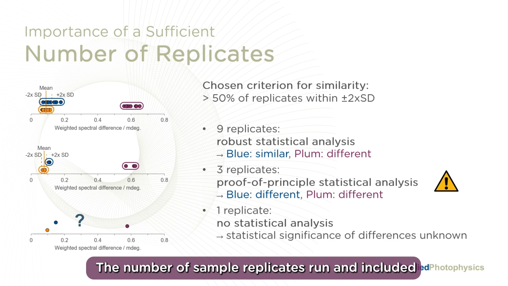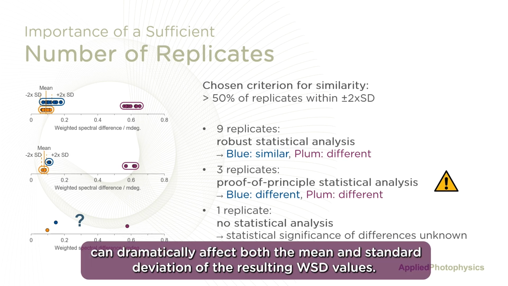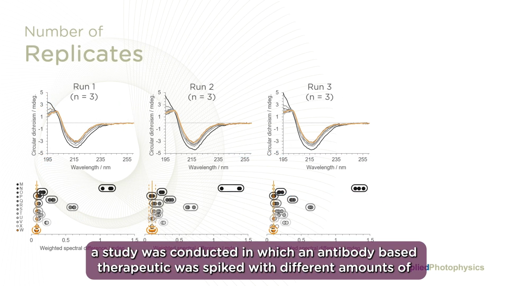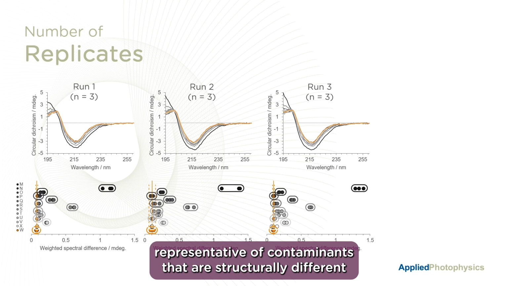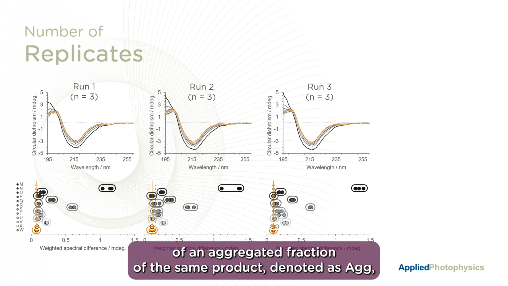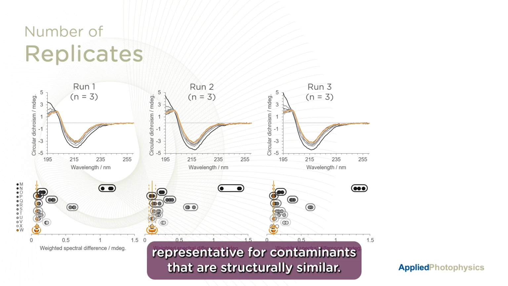The number of sample replicates run and included in an HOS comparison calculation can dramatically affect both the mean and standard deviation of the resulting WSD values. In the example shown here, a study was conducted in which an antibody-based therapeutic was spiked with different amounts of bovine serum albumin, or BSA, representative of contaminants that are structurally different, and with different amounts of an aggregated fraction of the same product, denoted as AG, representative for contaminants that are structurally similar.